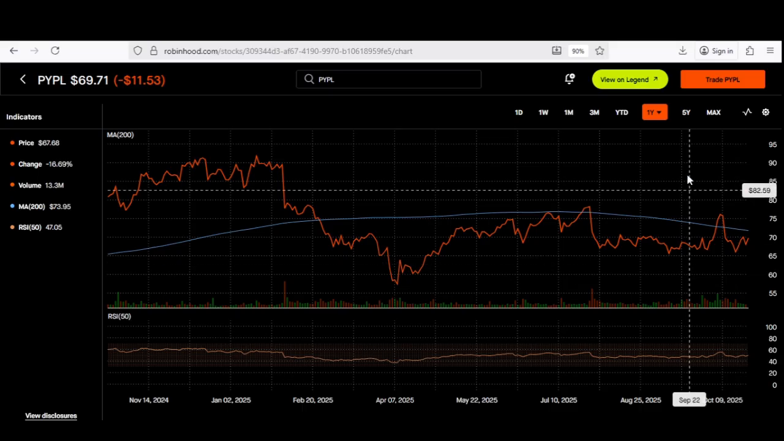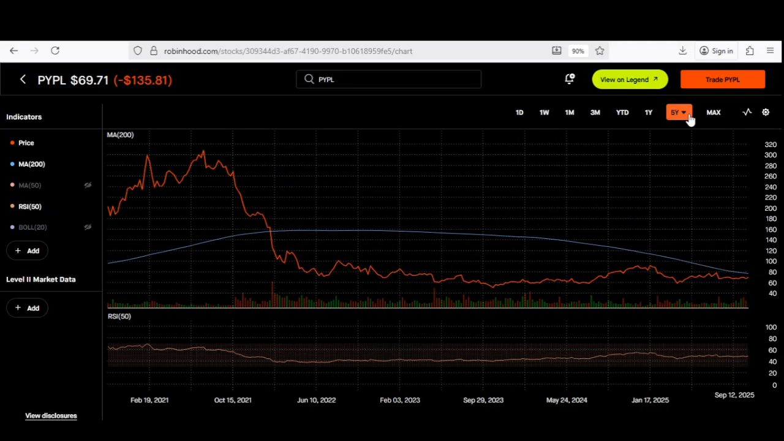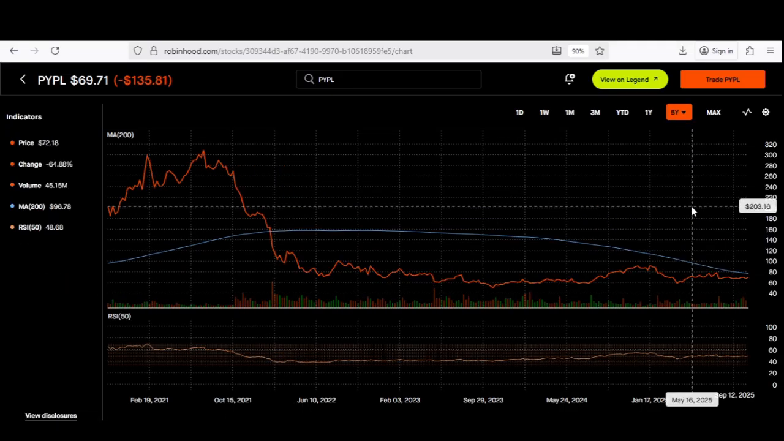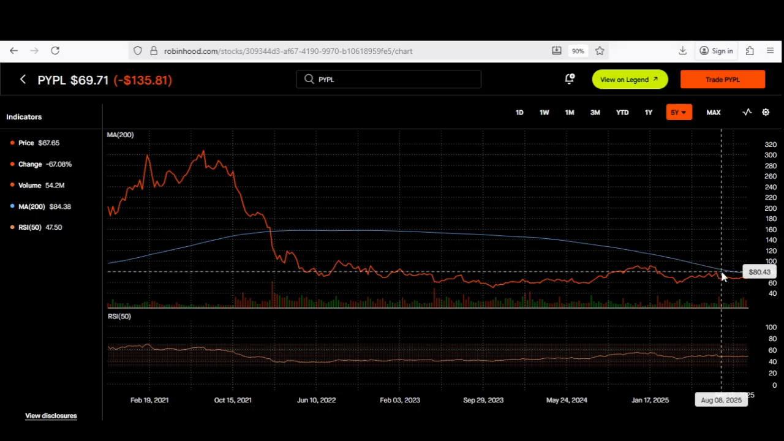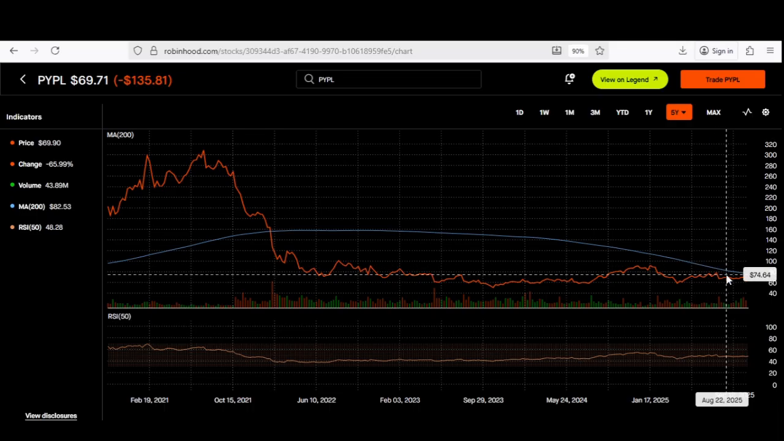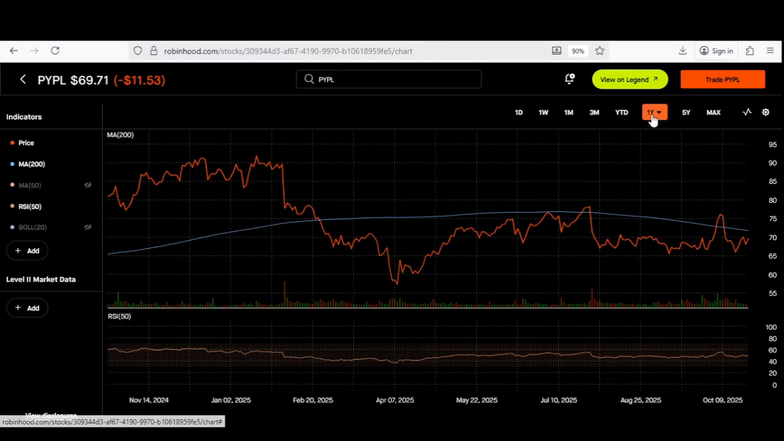Now, if you do go ahead and go over to the 5-year outlook, then it gives you a better visual of how this stock is trading. So for the last 5 years, PayPal has still been trading under its 200-day moving average, and you can see this long line here. The stock has been absolutely still. So from the 5-year outlook, you get a much better view of the value you would be getting if you decide to get into the stock. Now let's go ahead and go back to the 1 year outlook.